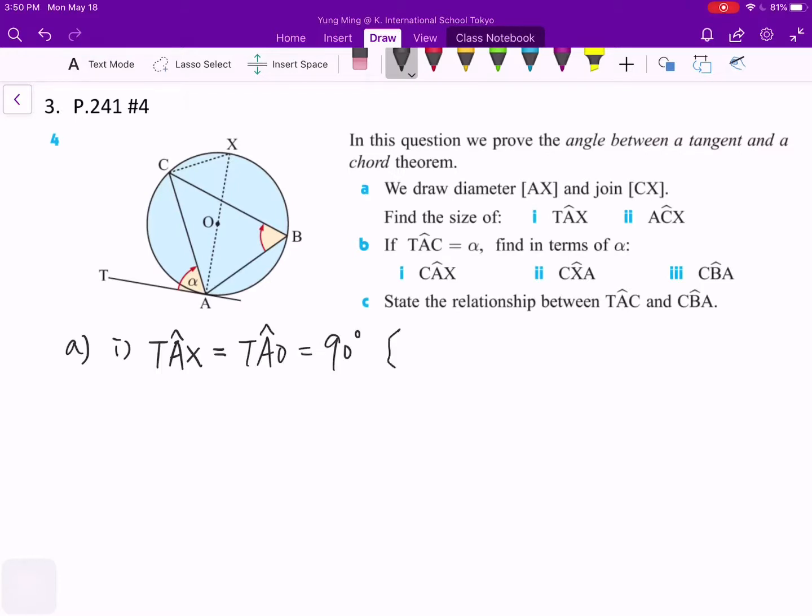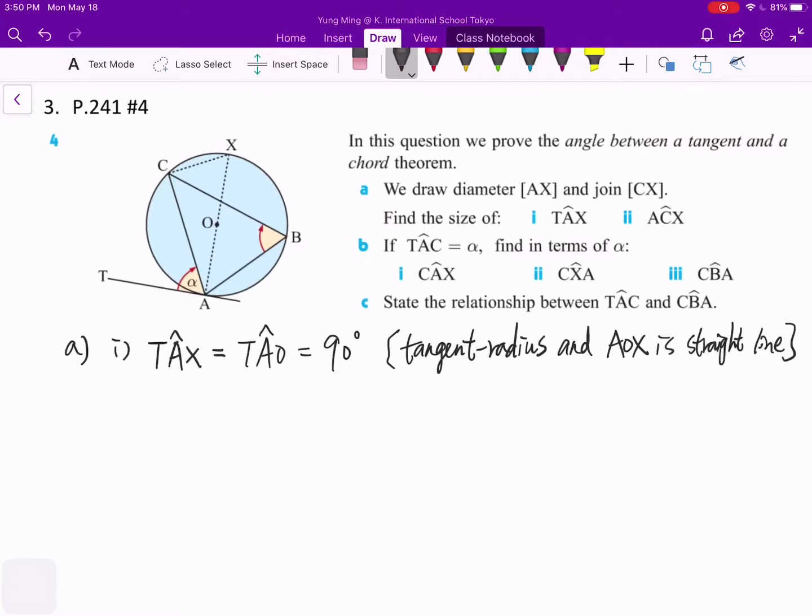And the reason behind that is because we have the tangent radius theorem, and the fact that AOX is a straight line. Okay, very good. So that's part 1. Part 2, we want to find the size of ACX. Right, so ACX is over here. And guess what? This is actually 90 degrees.